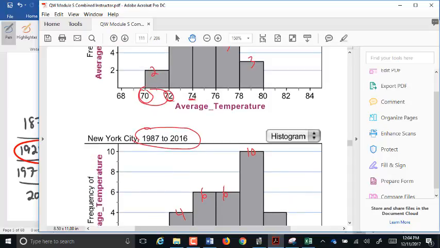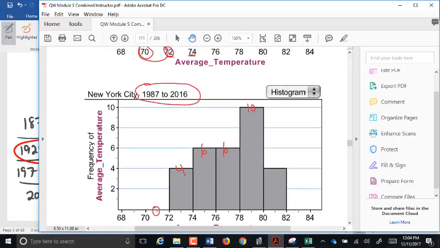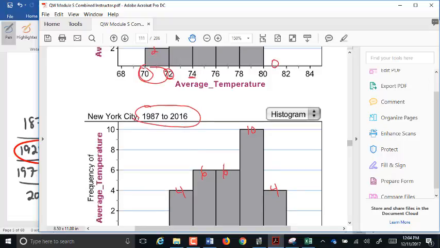Now, if we look up here, there were only 3 years where the average temperature was between 78 and 80. And there were 4 years where the average temperature was between 80 and 82. Whereas up here, there were no years where the average temperature was up in that range.